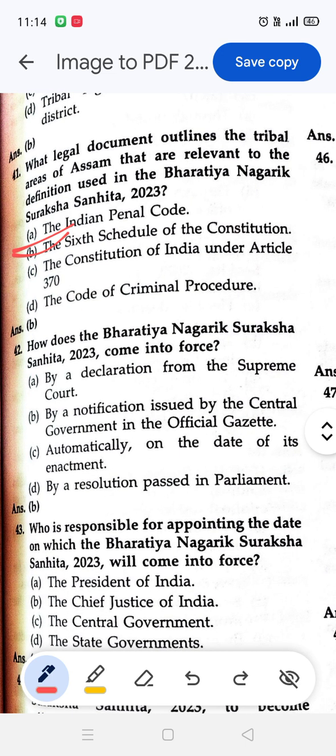Question number 42. How does the Bharatiya Nagrik Suraksha Sanhita come into force? So option B is correct, by the notification issued by the central government in the official gazette.